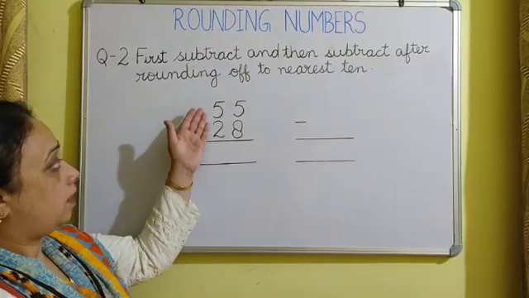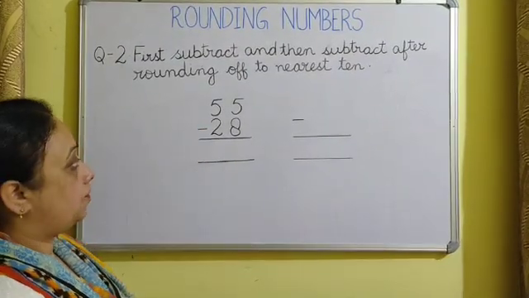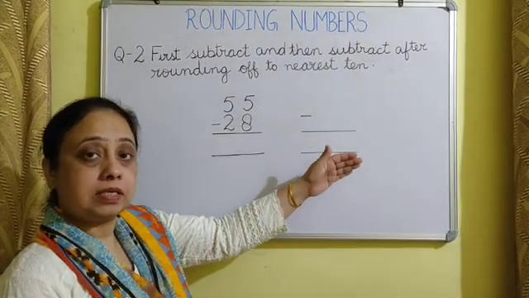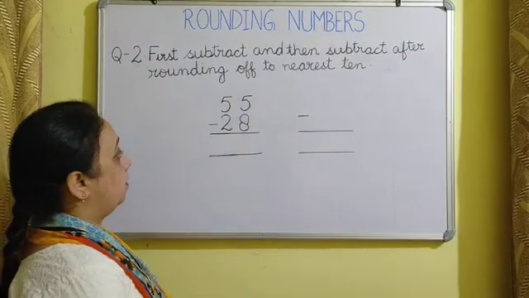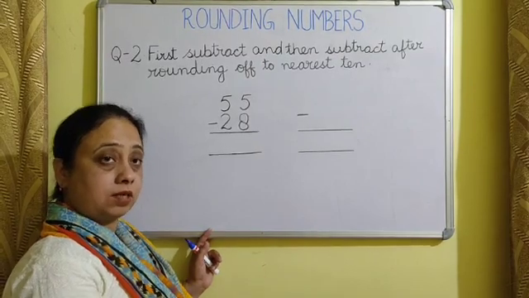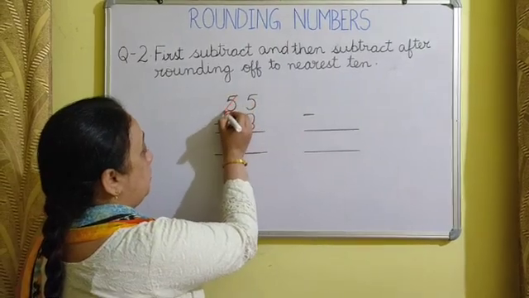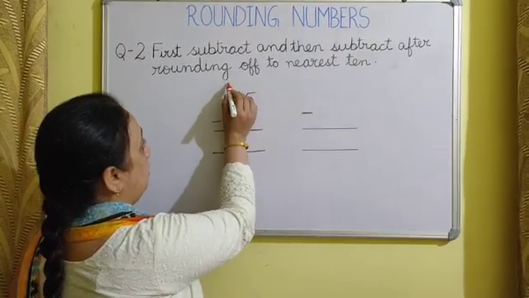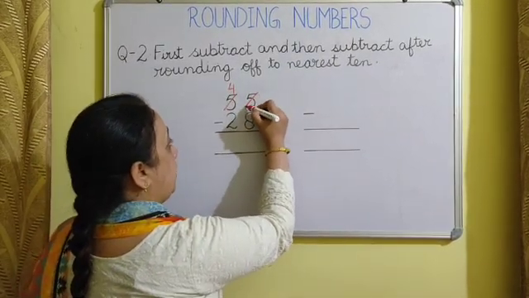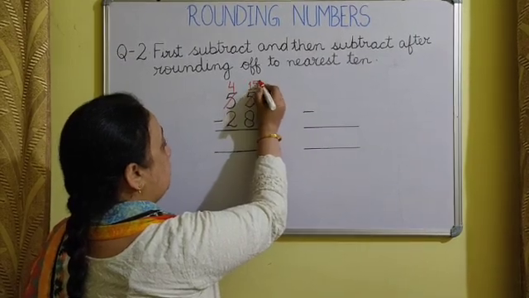The second number here is 55 minus 28. So first we will subtract these, and then we will round them off and again find the difference. So 5 minus 8, we can't do that. What will be our procedure? We will first borrow from the left here. This will give 1 ten to the ones here and will be left with 4 tens. 5 will get 10 ones and will become 15 ones here.